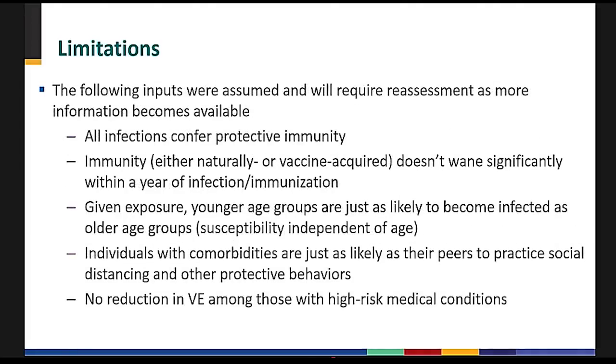In addition to the limitations just noted, the following inputs were assumed and will require reassessment as more information becomes available. 1, all infections confer protective immunity. 2, immunity, whether naturally or vaccine acquired, doesn't wane significantly within a year of infection or immunization. 3, given exposure, younger age groups are just as likely to become infected as older age groups, meaning susceptibility is independent of age. 4, individuals with comorbidities are just as likely as their peers to practice social distancing and other protective measures. And 5, there is no reduction in VE among those with high-risk medical conditions. Next slide, please.